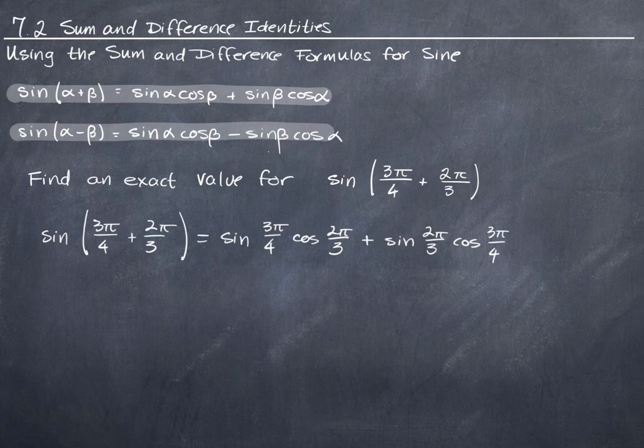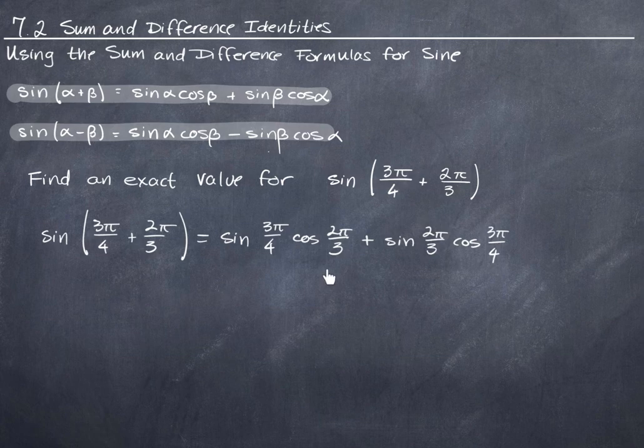Now, I'm not going to work this one out because I've done a lot of those, but I will remind you of the signs. 3 pi over 4 is in quadrant 2, so it's going to use a reference angle of pi over 4, but because it's in quadrant 2, sine will still be positive. Sine of 2 pi over 3: 2 pi over 3 is also in quadrant 2, so this value will be positive.